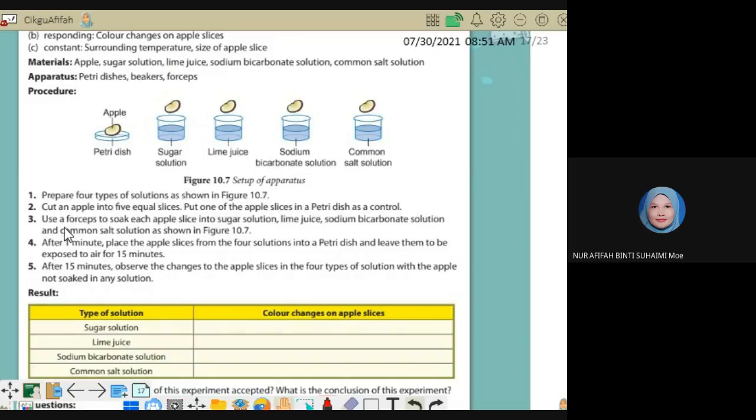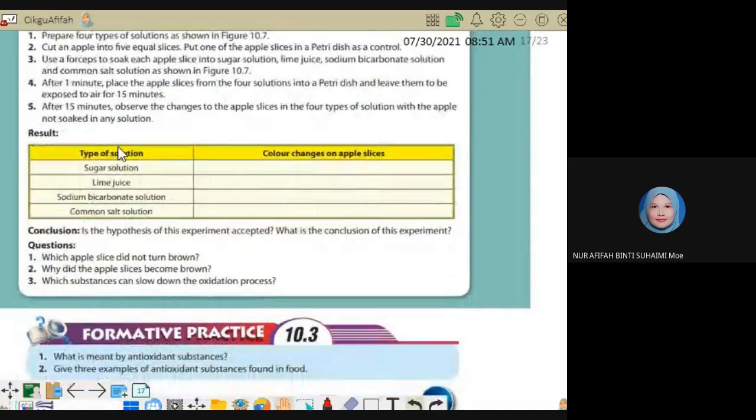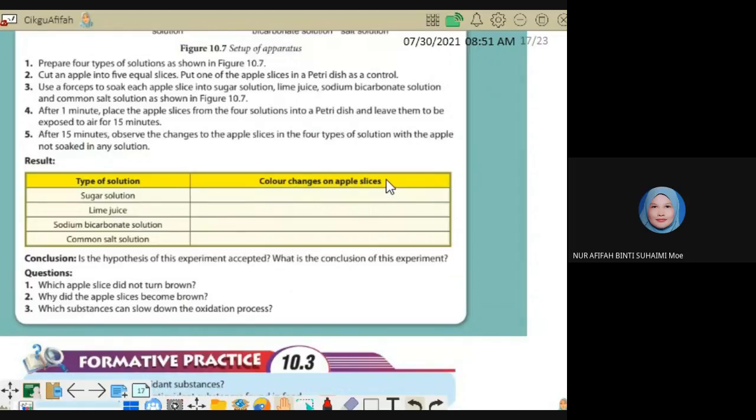So pengawas pemeriksa nanti akan tengok ada tak you tulis tentang manipulated variable, responding variable. Dan yang lain-lain itulah yang berkaitan. Prosedur yang berkaitan. Okay. And then result mesti ada dalam bentuk jadual. So result based on your manipulated and responding lah. Manipulated variable apa dia tadi? Type of solution. And the other column is for responding variable. What you want to observe? The color change on apple slice.